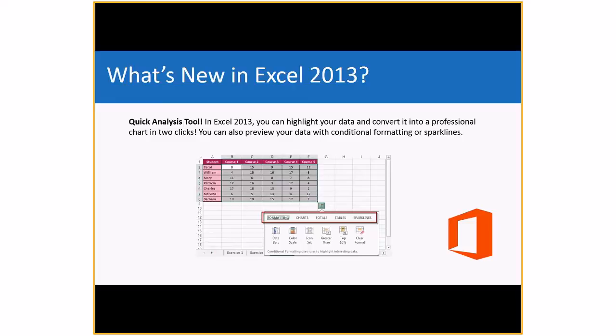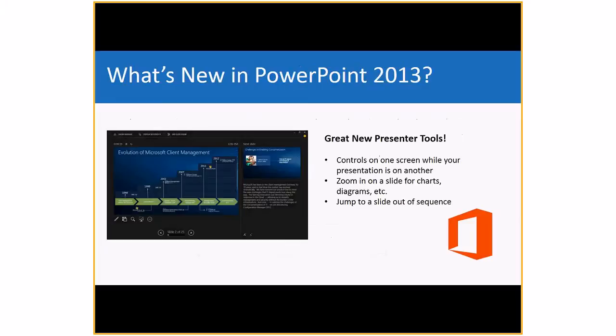All right, let's talk about PowerPoint 2013 now. PowerPoint 2013 has great new presenter tools. There's controls on one screen, as I'm using right now in this recording, and then you can zoom in on a slide for charts or diagrams. A lot of times people say, I know this is an eye chart, and they put up an Excel spreadsheet. You can actually zoom in for your audience on just that part of the presentation, and then you can click the zoom button to zoom back out. And you can jump to a slide that's out of sequence using these controls right here.